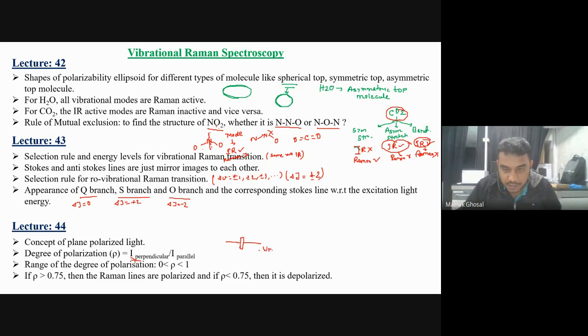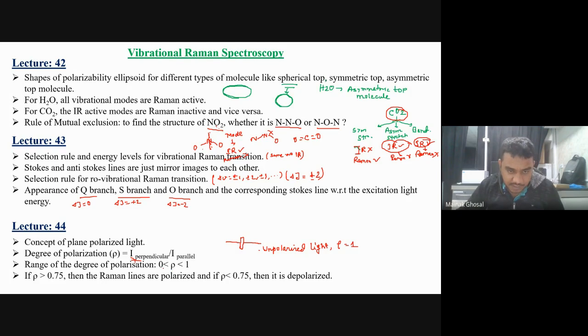So for unpolarized light, this rho will be equal to 1. But it could also have 0. When will it be 0? If it is completely polarized towards the parallel, that is I perpendicular is 0, then your degree of polarization should be 0. So this range is actually between 0 and 1.